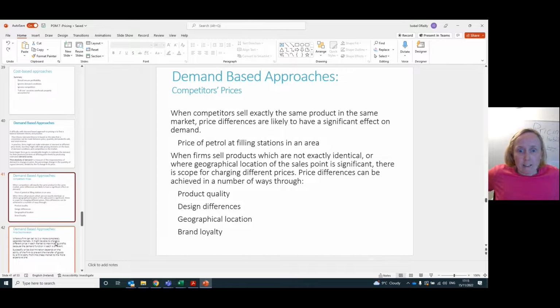So price differences can be achieved in a number of ways: through product quality and design differences. Obviously, something that has superior design and styling, people are willing to pay more for. Geographic location: obviously, if they can't physically get to that other place or it's not worth the cost to go there. And brand loyalty. A product that has good brand loyalty can charge more than a product just entering the market that nobody has heard of.